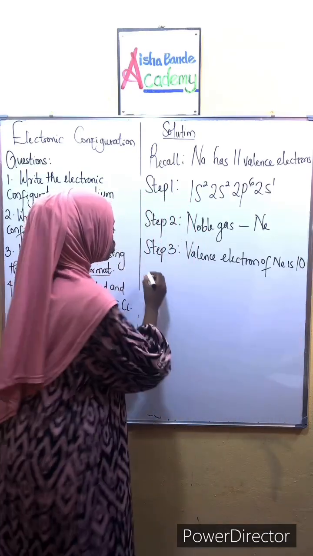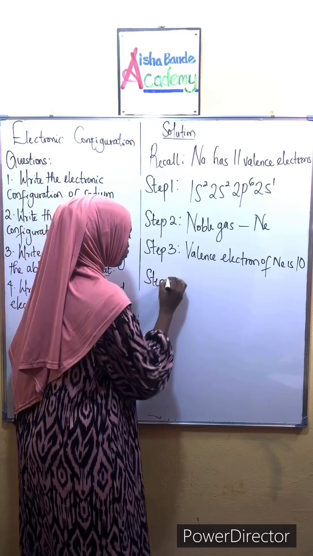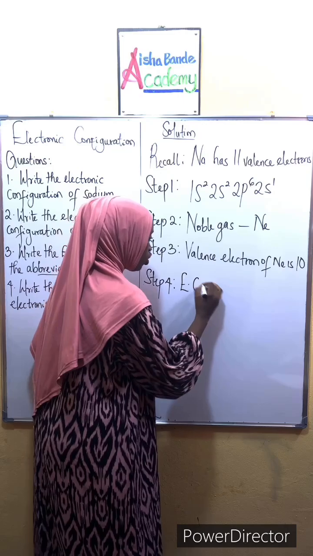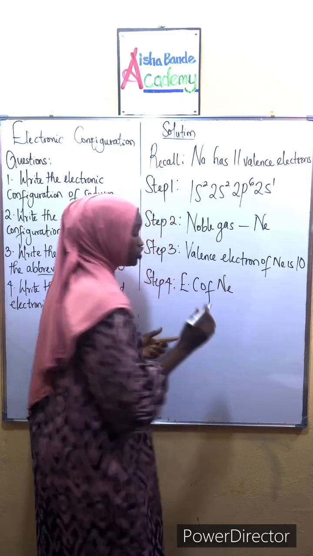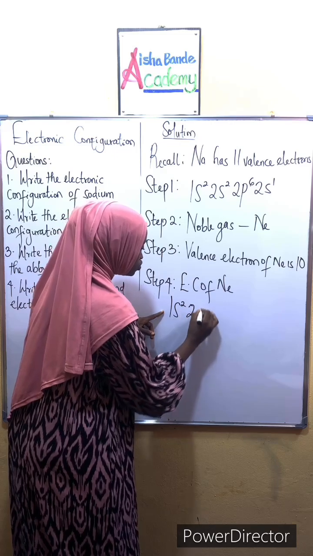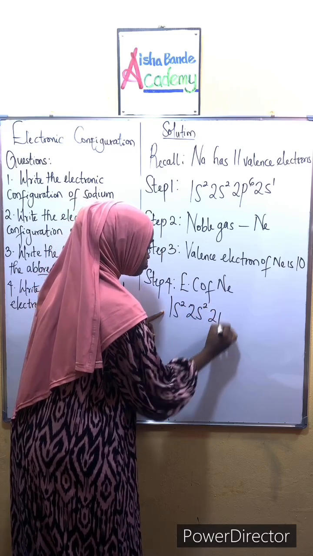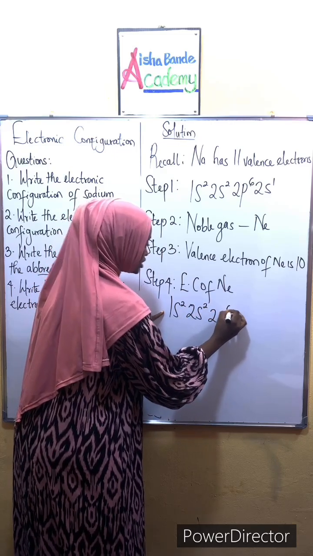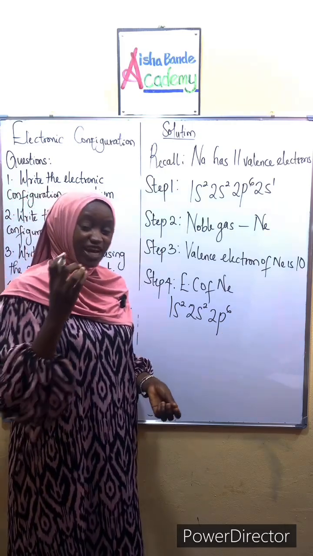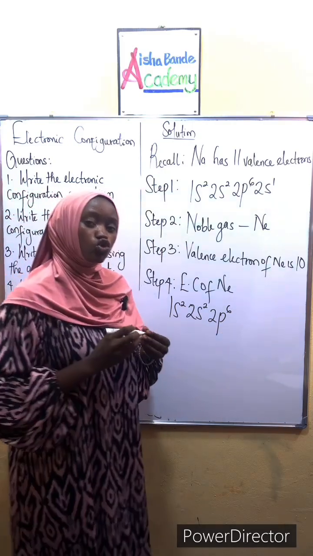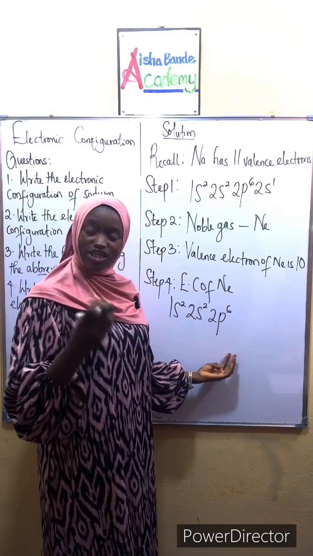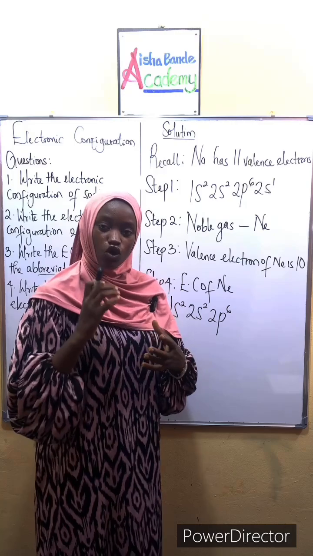Okay, so what we need to do in the next step now, which is step 4, is for us to write the electronic configuration of neon. So the electronic configuration of neon is going to be 1s2, 2s2, 2p6. So this is the electronic configuration of neon. So what we need to identify next is the number of electrons that neon is short of sodium. This shows that neon is one electron short of sodium.